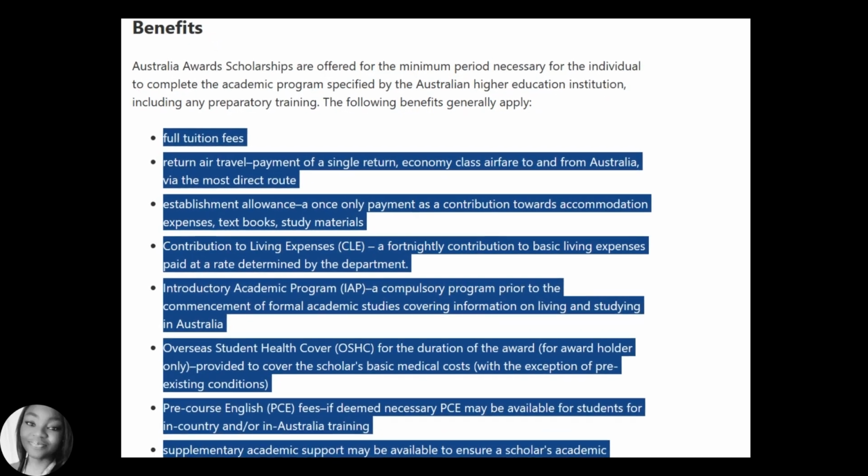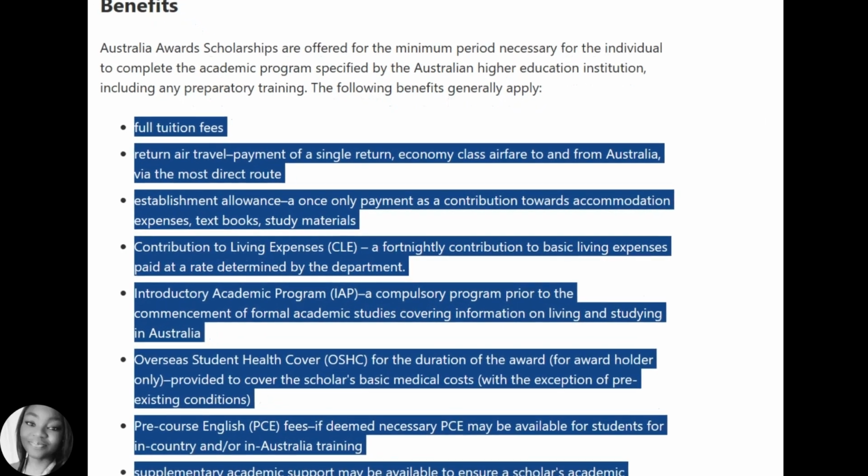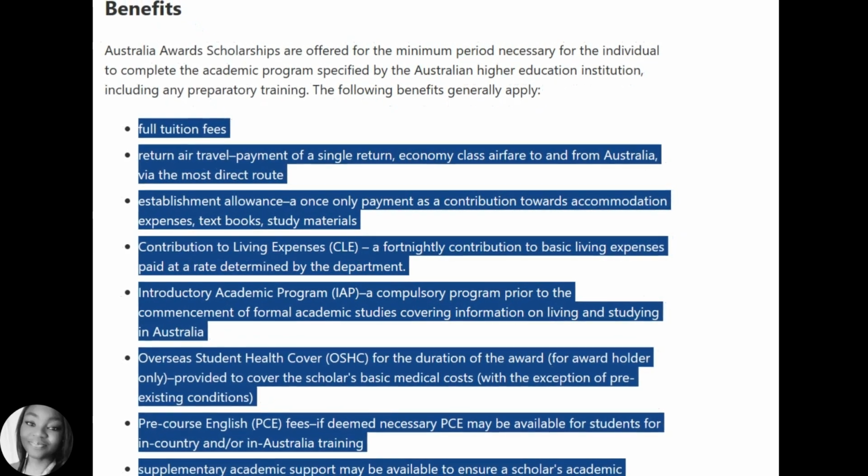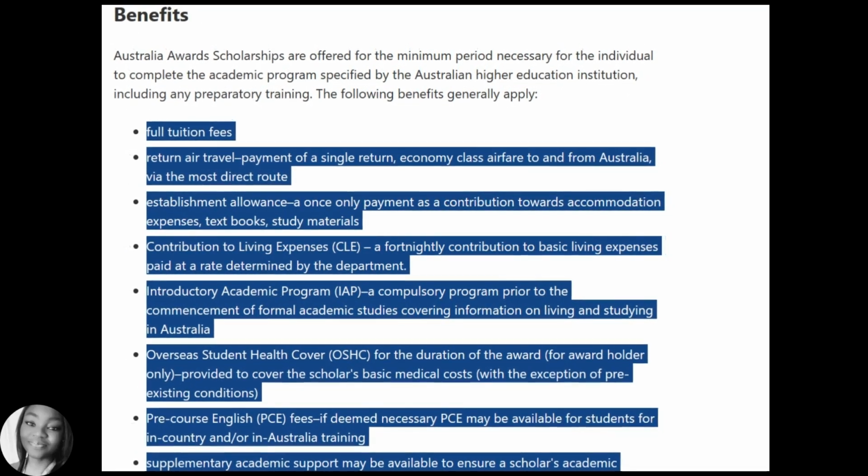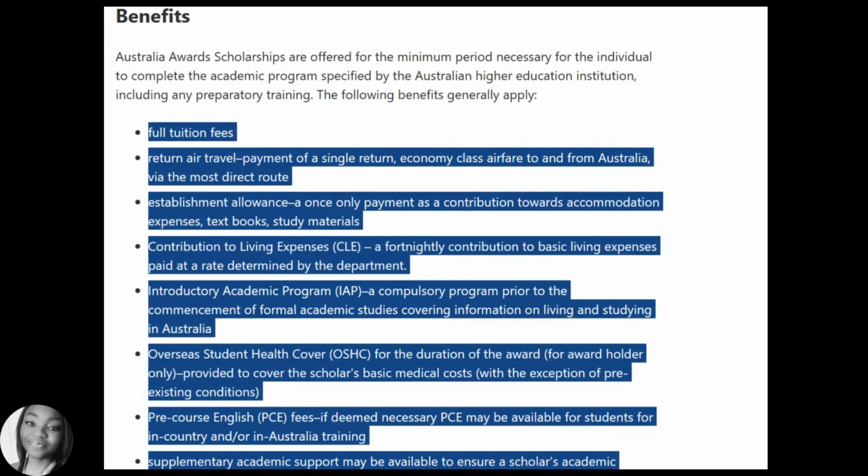So the scholarship package offers full tuition fees, a return air travel payment of a single return economy class airfare to and from Australia, an establishment allowance, which is a once only payment, contribution to living expenses, introductory academic program, overseas student health cover to cover the scholar's basic medical costs, pre-course English fees, supplementary academic support, and field work.